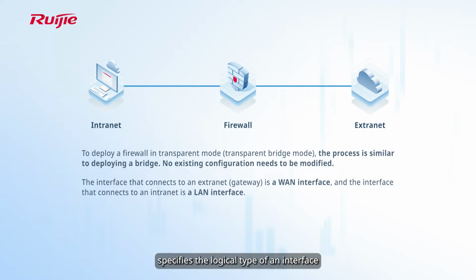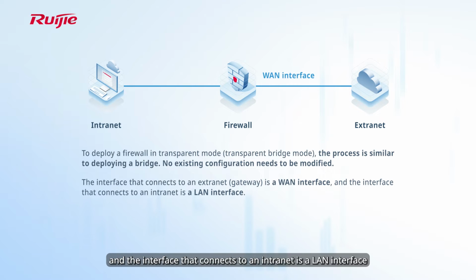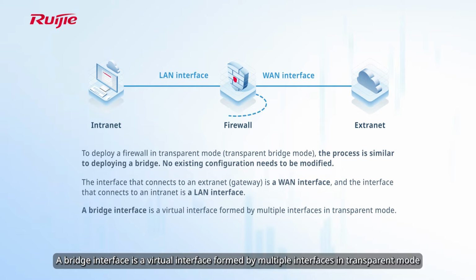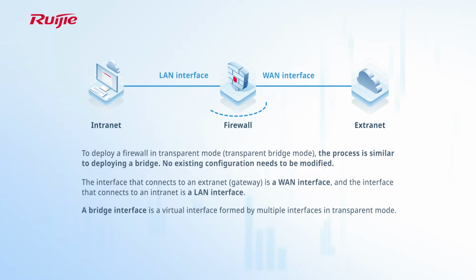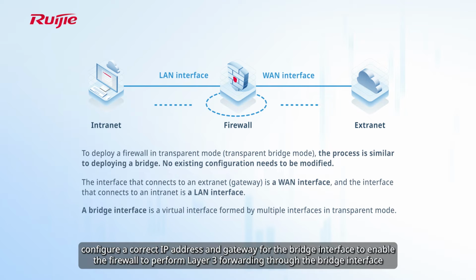Interface type specifies the logical type of an interface. The interface that connects to an extranet or gateway is a WAN interface. And the interface that connects to an intranet is a LAN interface. A bridge interface is a virtual interface formed by multiple interfaces in transparent mode. For a firewall in transparent mode, configure a correct IP address and gateway for the bridge interface to enable the firewall to perform layer 3 forwarding through the bridge interface.